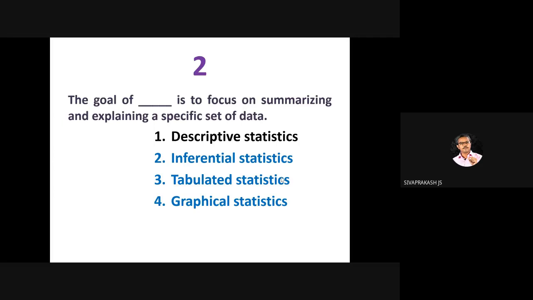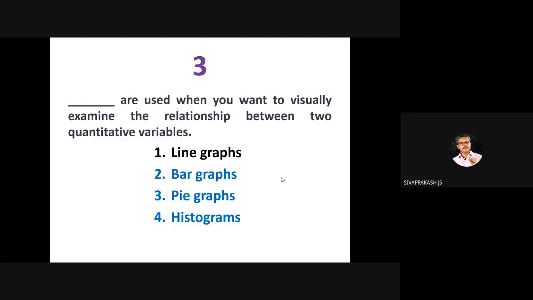The goal of dash is to focus on summarizing and explaining the specific set of data. It's called descriptive statistics, which means we just describe what the mean is, what the median is, what the standard deviation is, what dispersion is, what skewness and kurtosis are. Focus on summarizing and explaining a specific set of data. We are not making any inference. Descriptive statistics, right? Good.